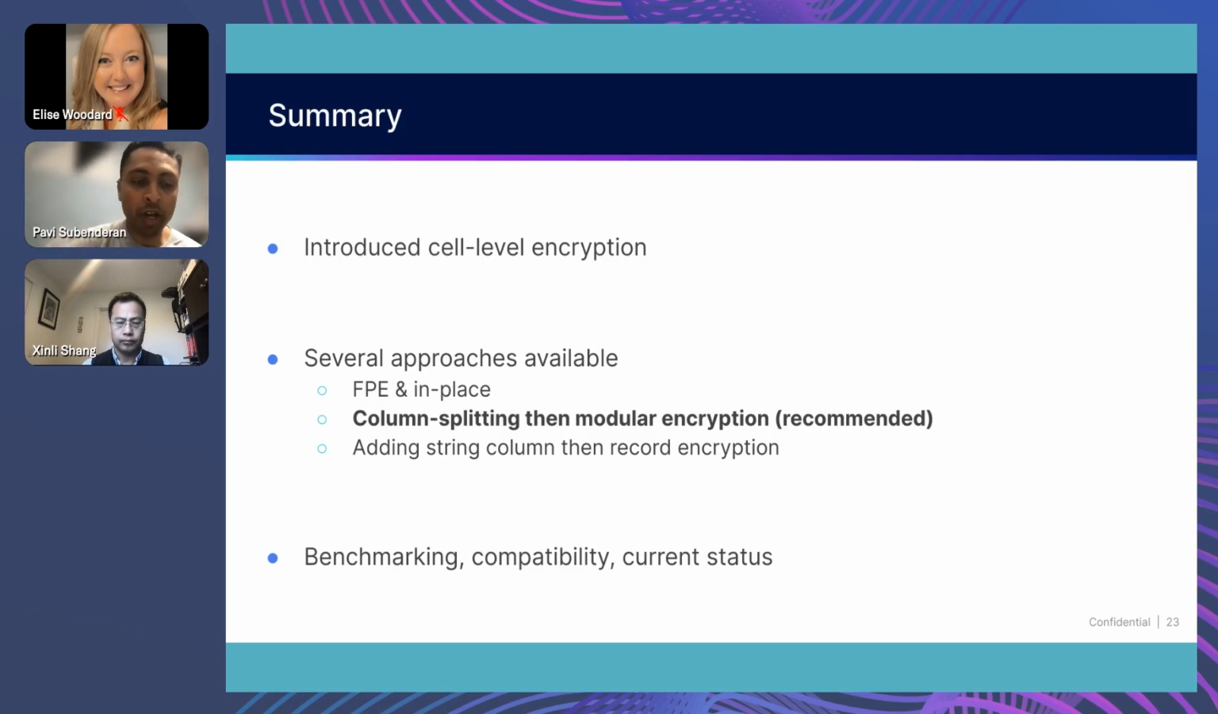So to summarize, what we want you to take away from this is an introduction to cell level encryption, why we want to do it, what the motivation behind it was, and the evolution from column encryption, some of the approaches we considered, and the approach that we're recommending to the community, and then the benchmarking results and compatibility results and the current status.